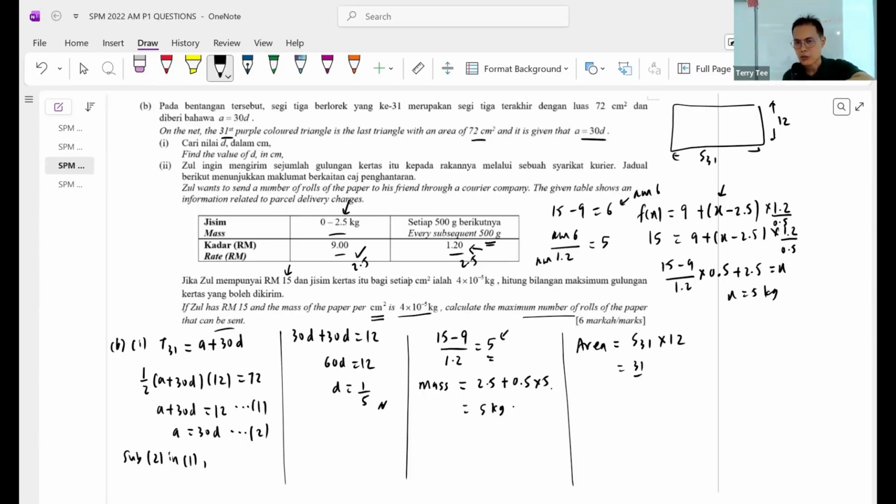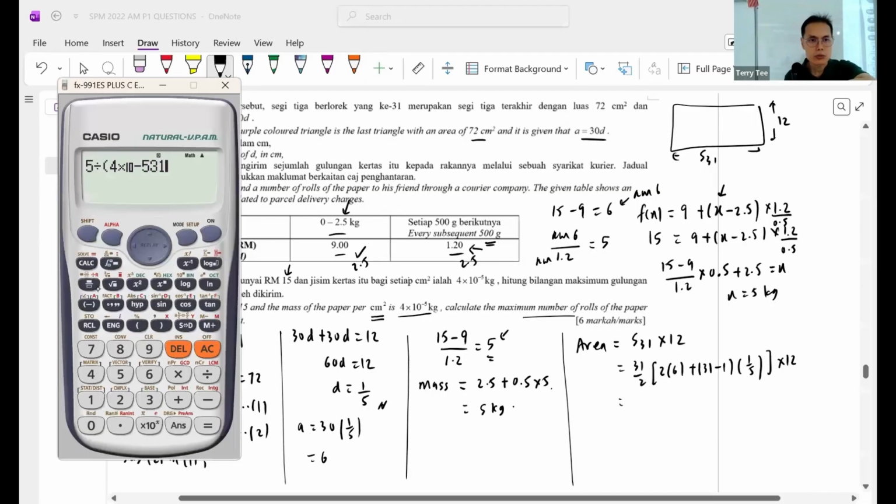S31 was the formula, n over 2, 2a, what's your a? Okay, I need to calculate my a. 30 times 1 over 5, that is 6. Okay, n minus 1, 31 minus 1. What's your common difference? 1 over 5. You multiply by 12 to find the total area of one row. Okay, so let's take 31 over 2. Let me do it again. 31 over 2, bracket 2a. What's your a? 6, n minus 1, 30. d is 1 over 5.